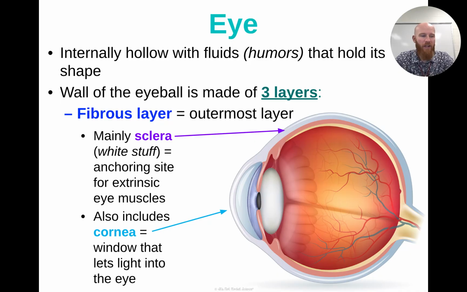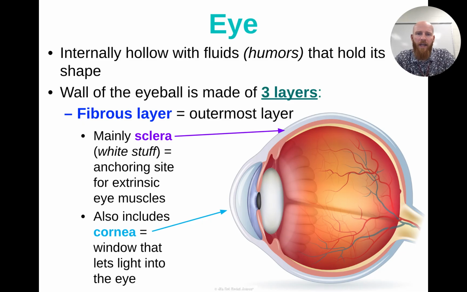Now, also, we want to go to the next portion of the anatomy of your eye. It's internally hollow with fluids that hold its shape, right? So that's what your eye is, and it's internally hollow. It's filled with fluid, or what we call humors, and that fluid is what contributes to the eye maintaining its shape. If we were to drain the eye of its fluid, then it would deflate, similar to a water balloon or a ball that loses its air.